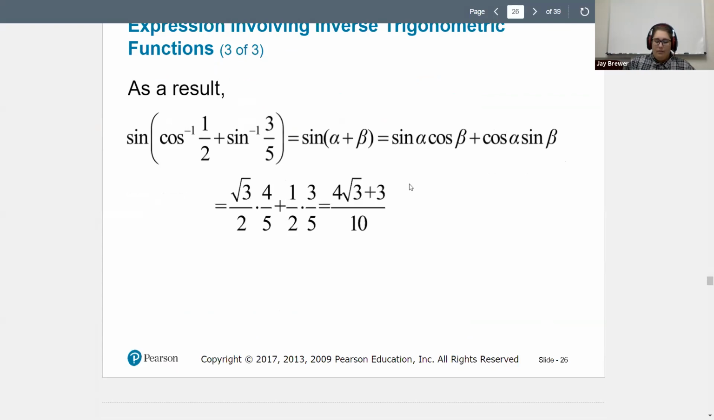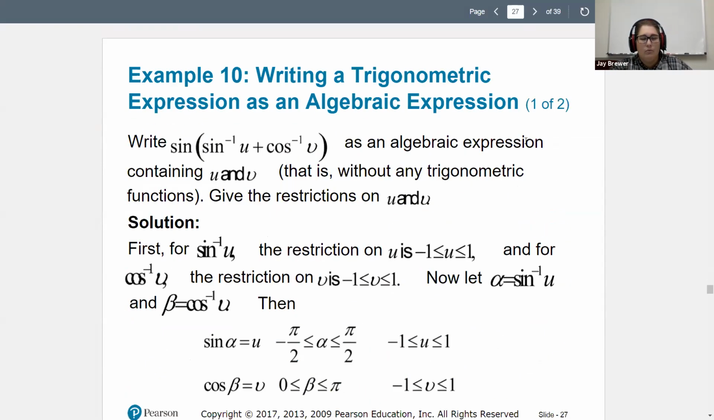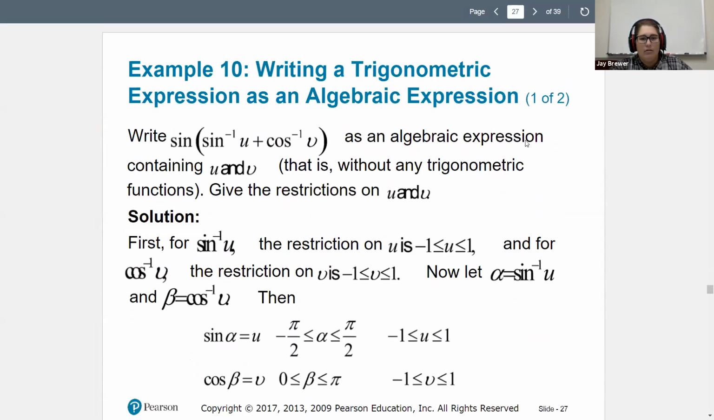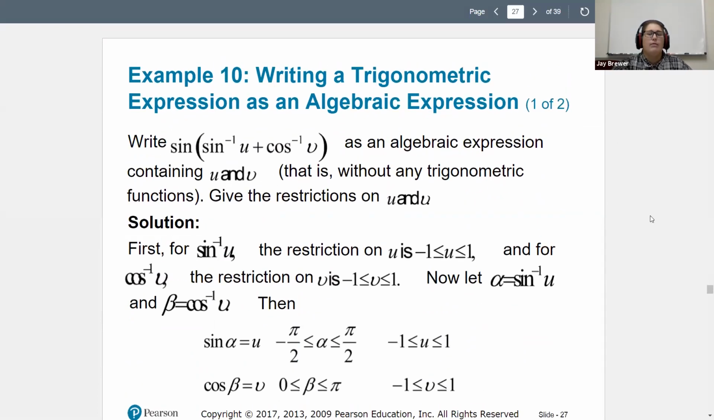Okay. You will have examples that are like this in the homework. So if you need to either come back to your notes or come back to the PowerPoint, it'll definitely help walk you through it. All right, the last portion that we're dealing with is writing a trig expression as an algebraic expression.